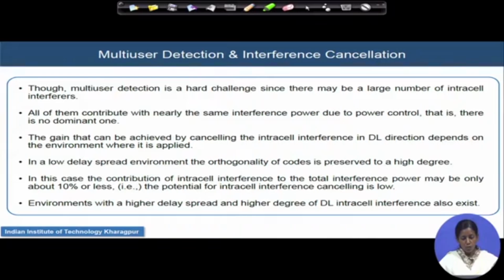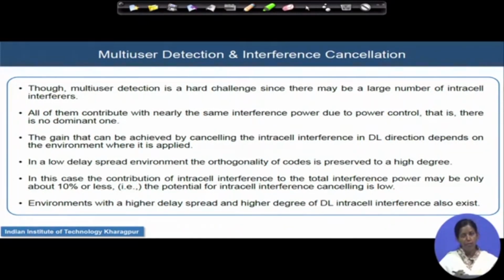But on top of that, all the users are transmitting under a power control mechanism. So, we can understand that none of the interferences exceed the others. Almost the same level of interference power is approximately being received at the receiver, or at the base station. And so, the gain that can be achieved by cancelling the intra-cell interference in the downlink direction basically depends on the environment where it is applied.